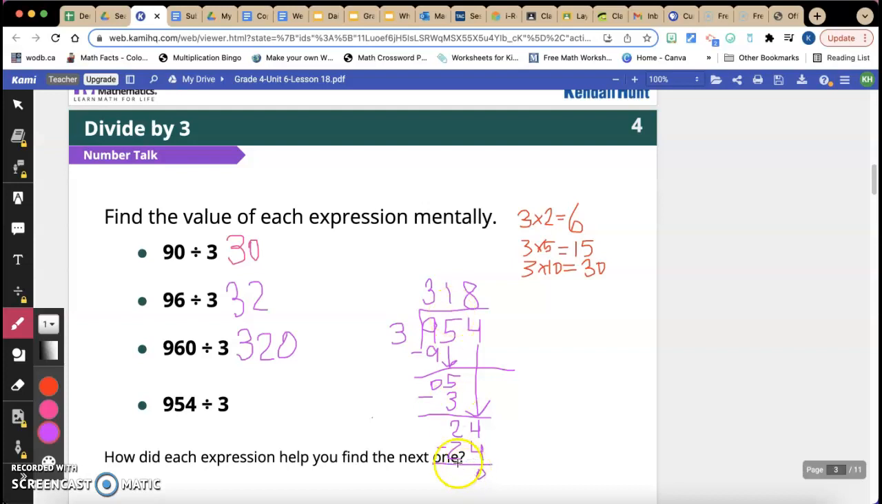If I wanted to solve this with partial product, absolutely I could. So my answer is 318.